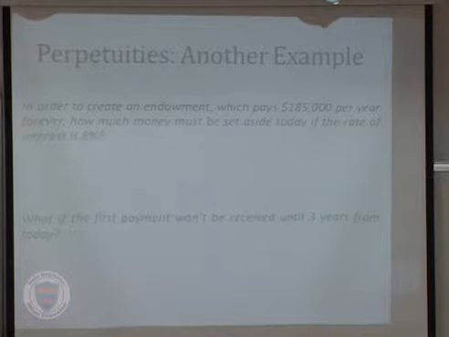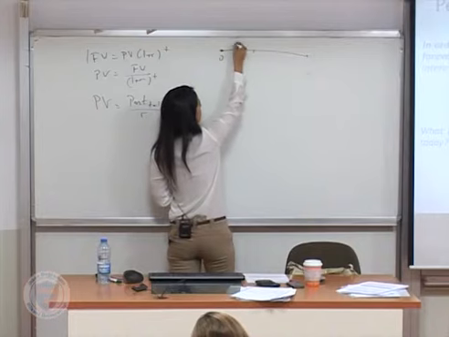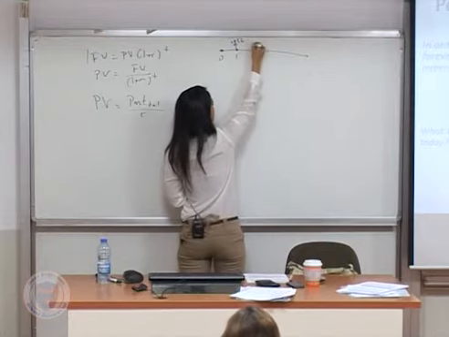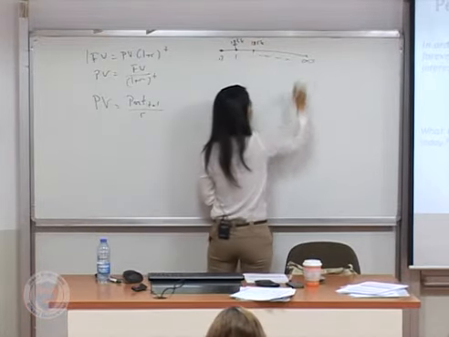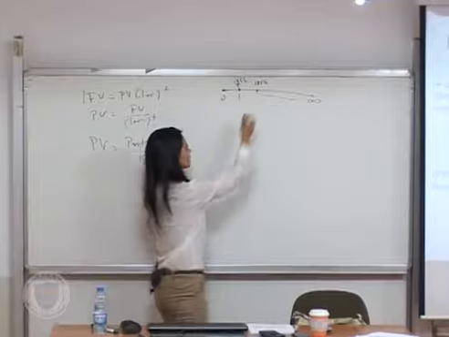So in this question, it says, in order to create an endowment which pays $185,000 per year forever, how much money must be set aside today if the rate of interest is 8%? So since it says forever, this should be a perpetuity. And it pays you $185,000 per year, and the interest rate is 8%. So you have an endowment like this. It starts and it goes on forever, right? So you have something like this.